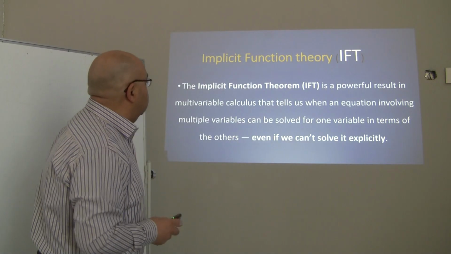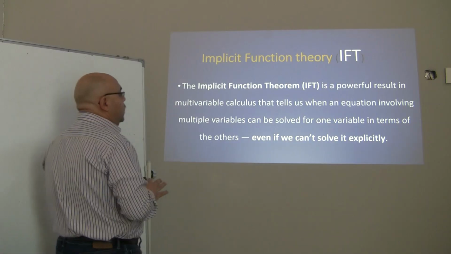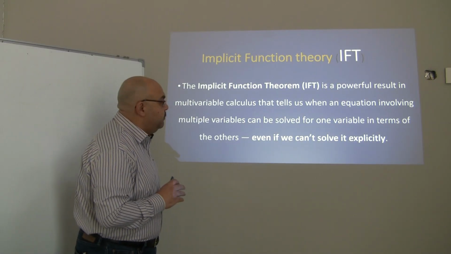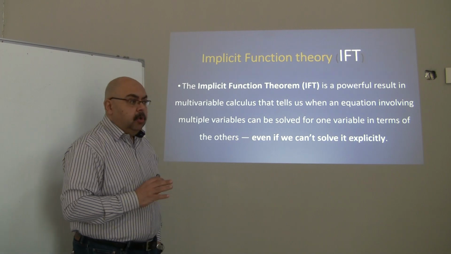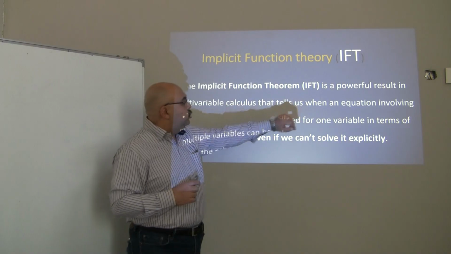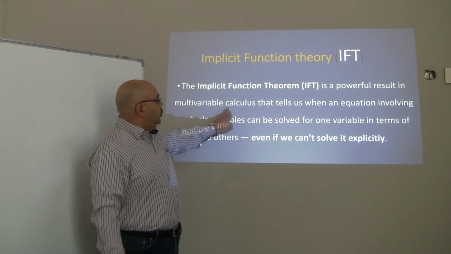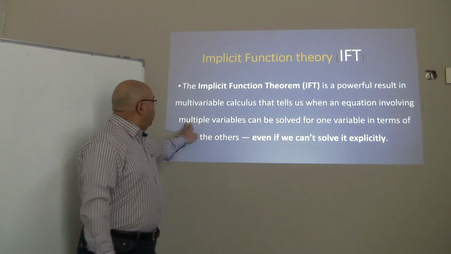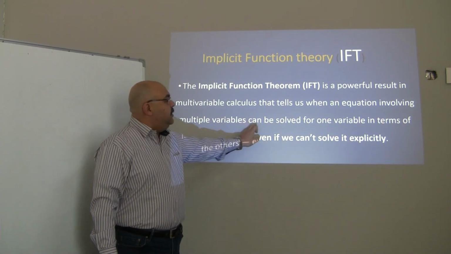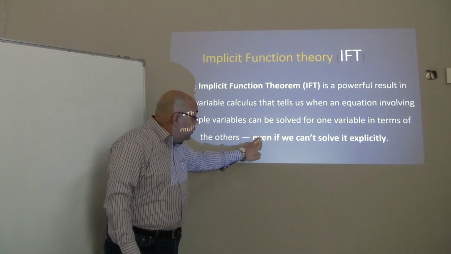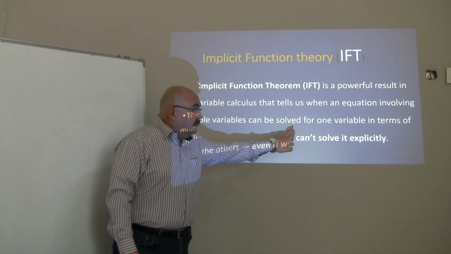Okay, let's start simply with the implicit function theory. The abbreviation is IFT, which is the implicit function theory. Are you with me, Ibrahim? It is a powerful result in multivariable calculus that tells us when an equation involving multiple variables can be solved for one of them in terms of the others, even if we can't solve it explicitly.